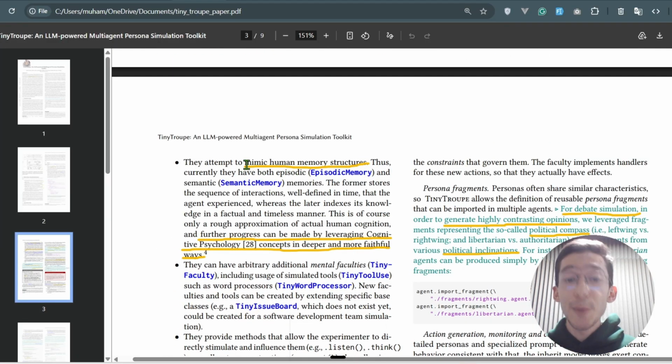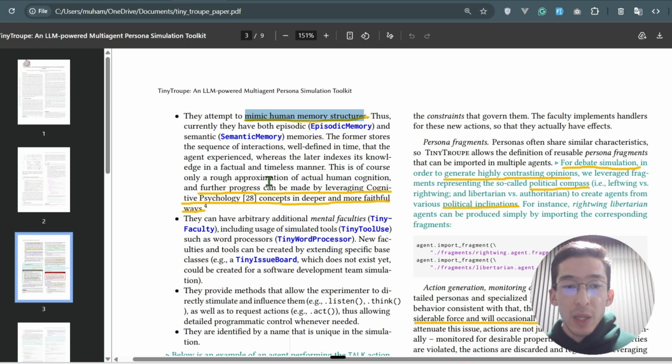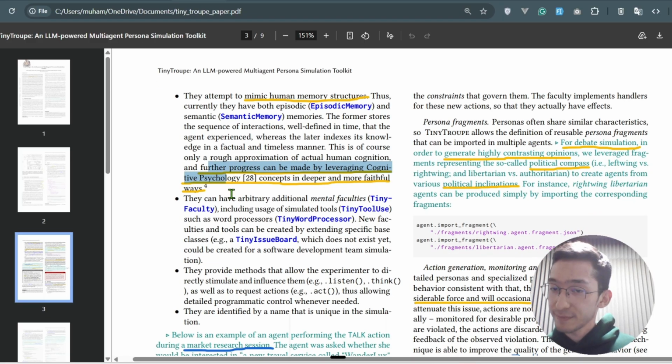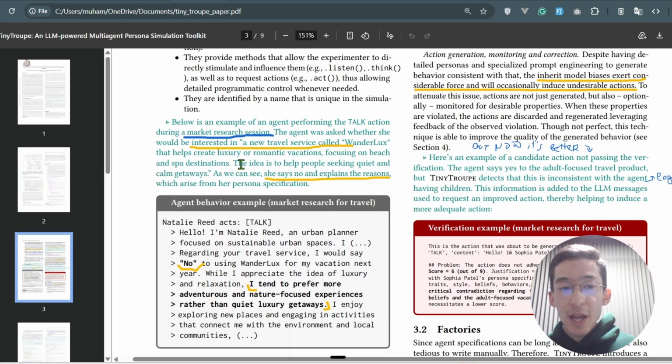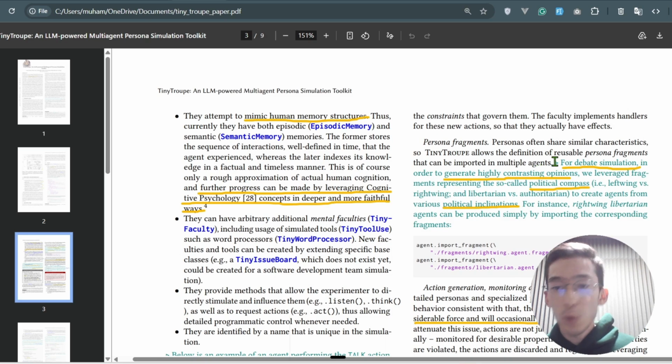And the architecture is to mimic the human memory structure. Mimic, not the whole memory structure, but to mimic, because it's a rough approximation, and further progress can be made by leveraging cognitive psychology. And here's also the interesting thing. There is an example of a market research session that we have looked at in the examples, so we'll skip it.